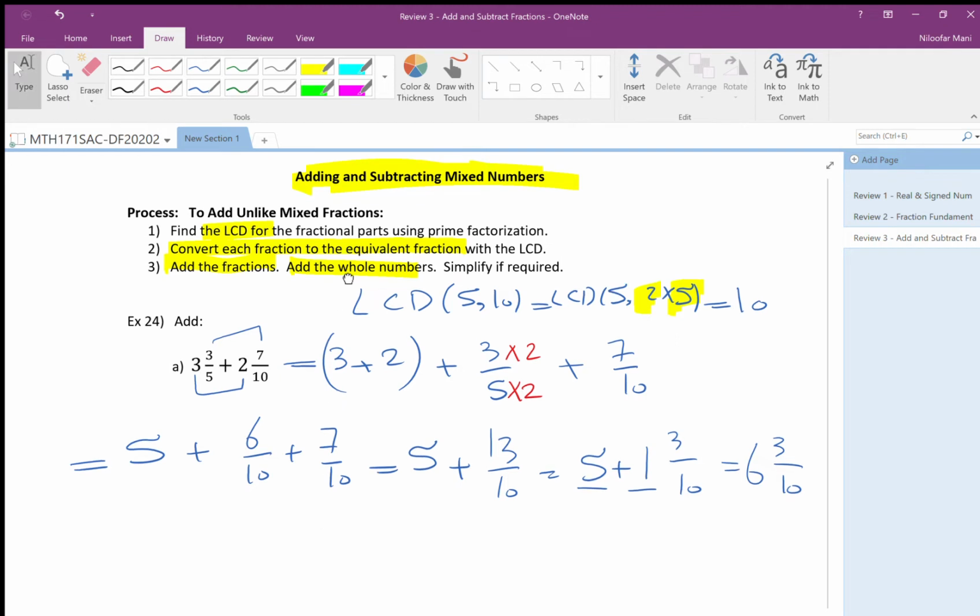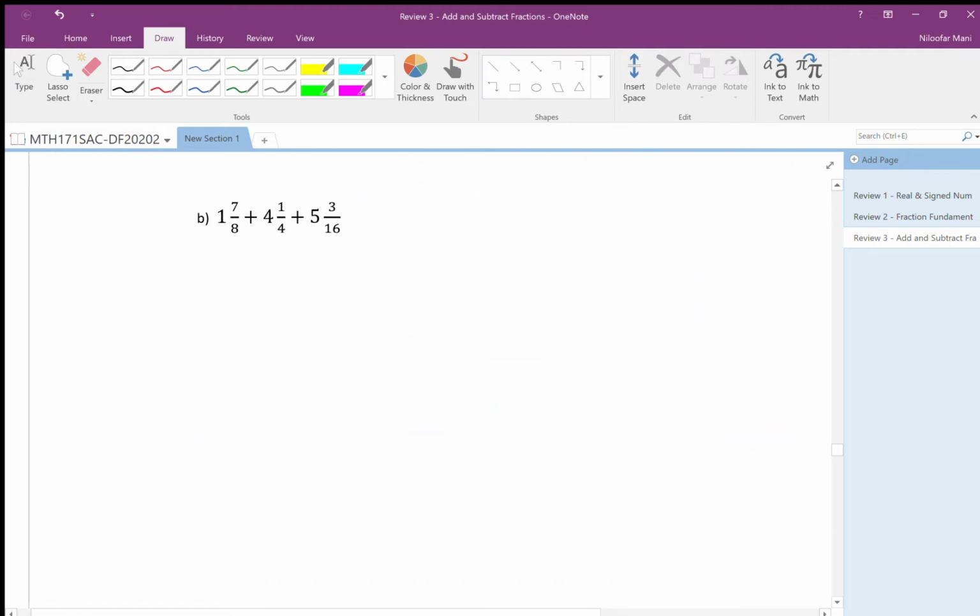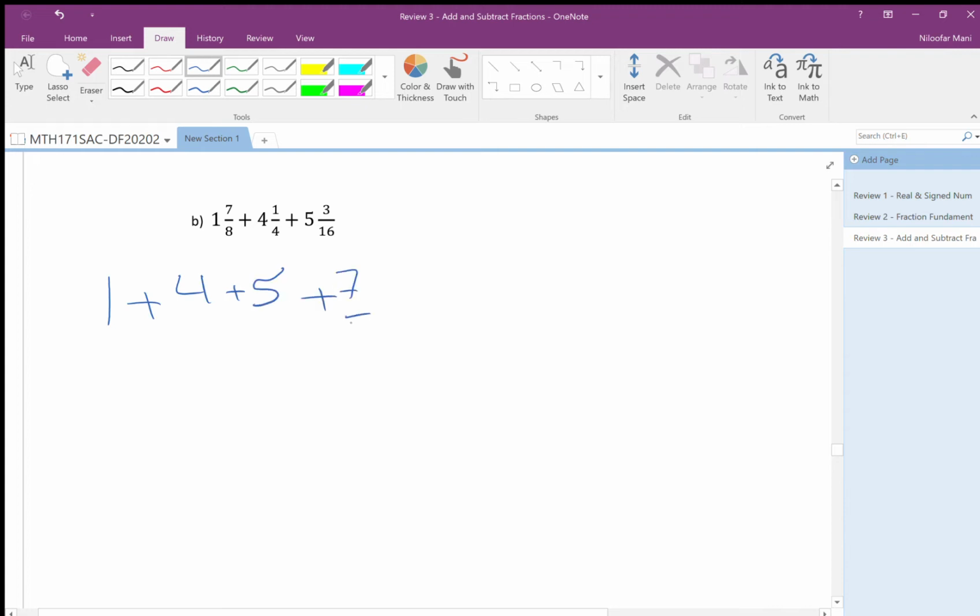So how about here? Remember, this is just for addition. If I have multiplication, division, subtraction, I go to improper fractions at the beginning. So it is 1 plus 4 plus 5 plus 7 over 8 plus 1 over 4 plus 3 over 16. What is the least common denominator between 8, 4, 16? Between 2 cubed, 2 squared and 2 to the power 4, which is 16.